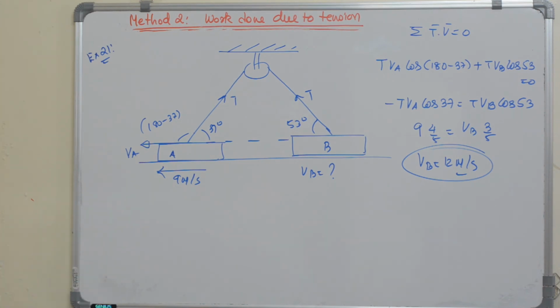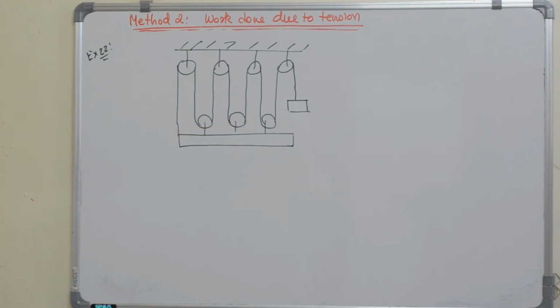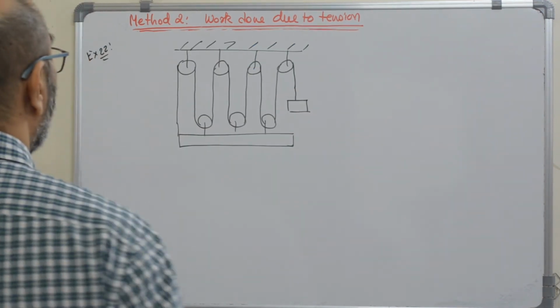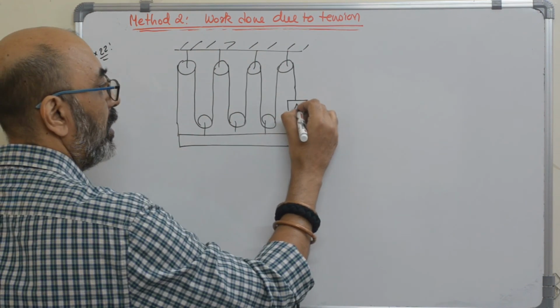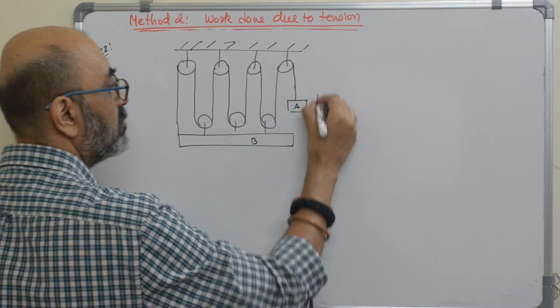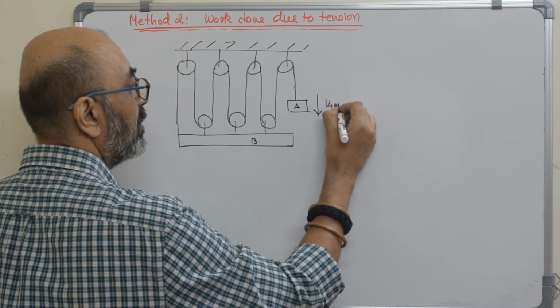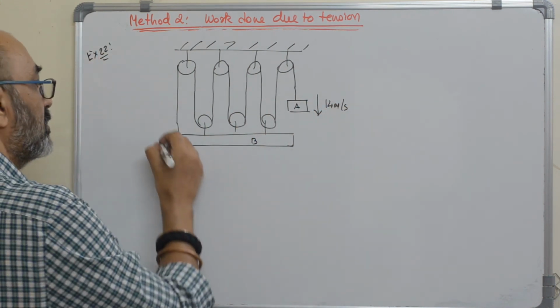One second. Question number 22 I have pre-drawn. This is the system. This is A, that is B. A is moving down with a speed of 14 meter per second. The question is, what is VB?